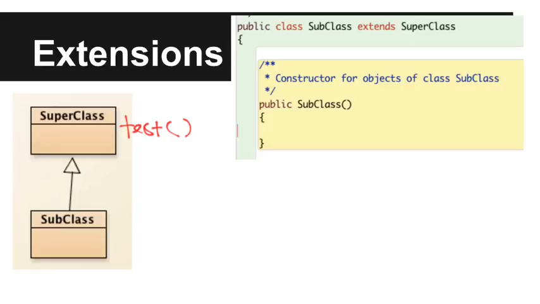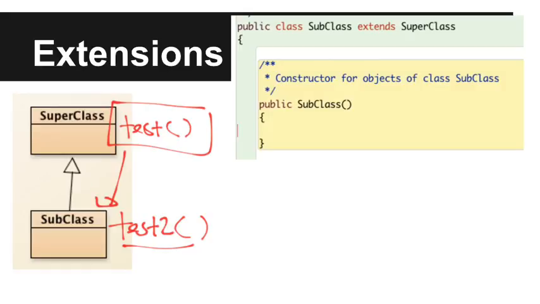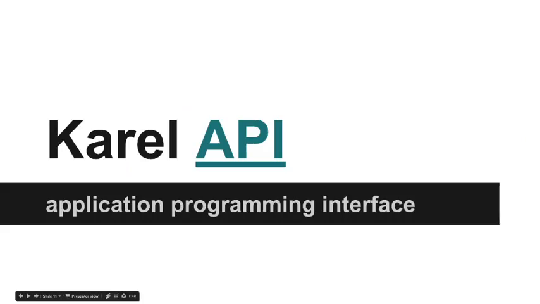The subclass can do everything that the superclass can do, plus whatever else it has the ability to write for itself. So if it writes test2, the subclass can do test2 because it has it directly written. It can also do test because it's been inherited from the superclass. So everything filters down in Java. You inherit everything from above your superclass, plus whatever else you write specifically to your own subclass.